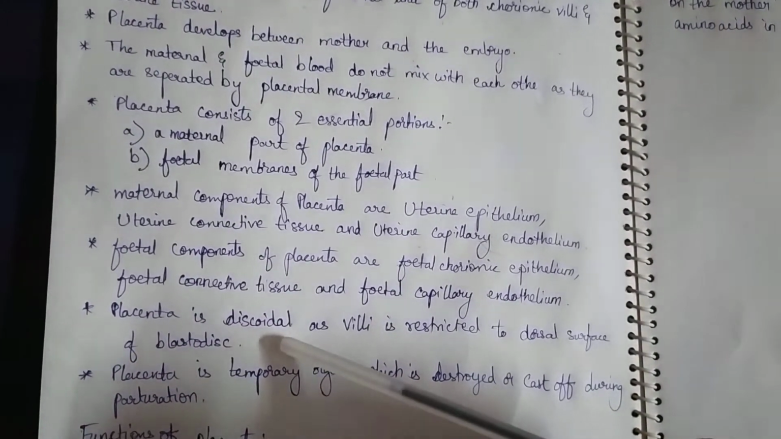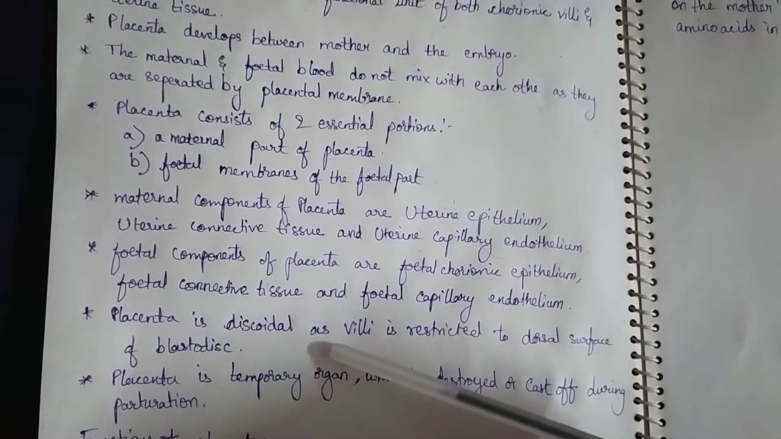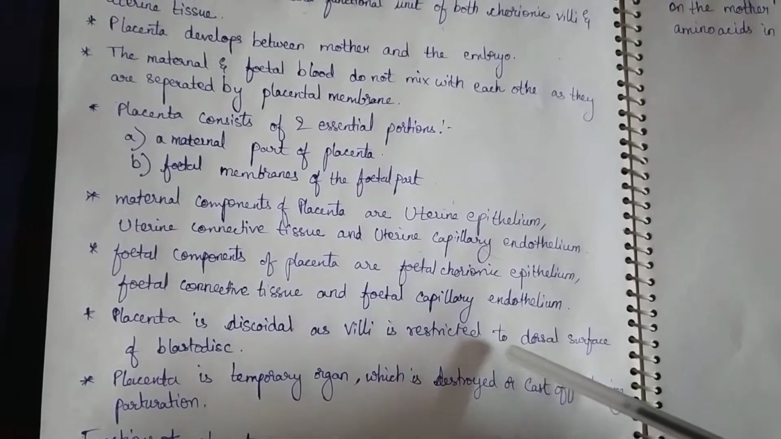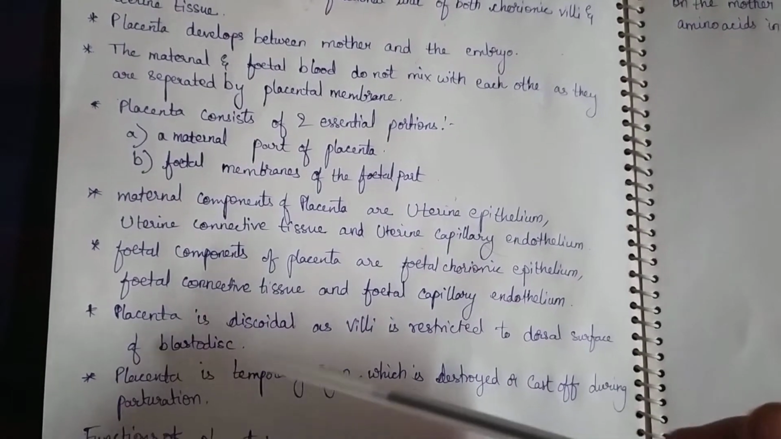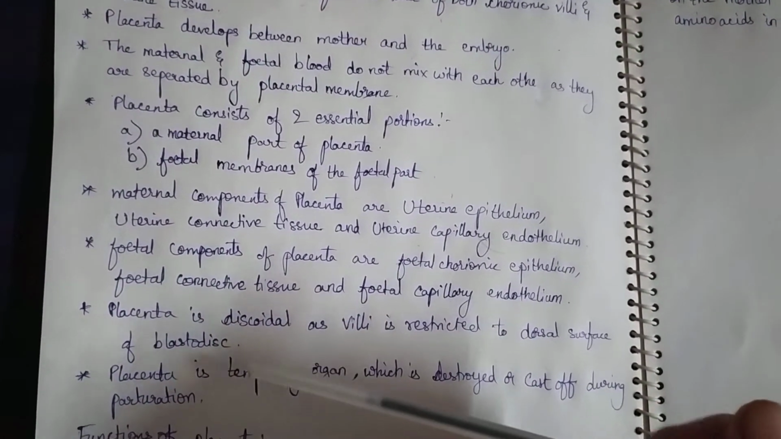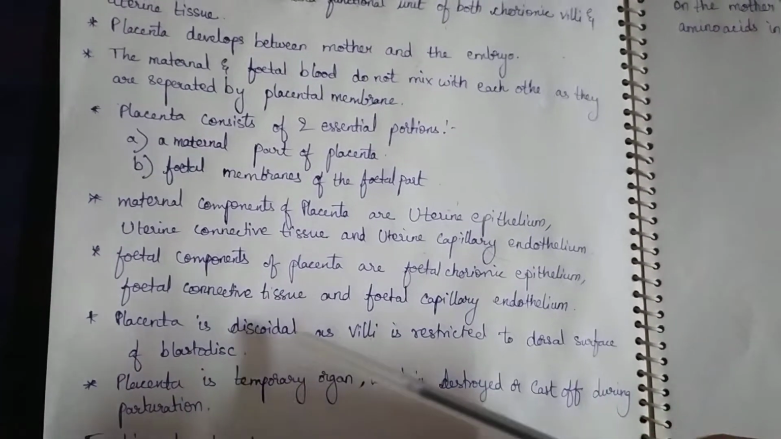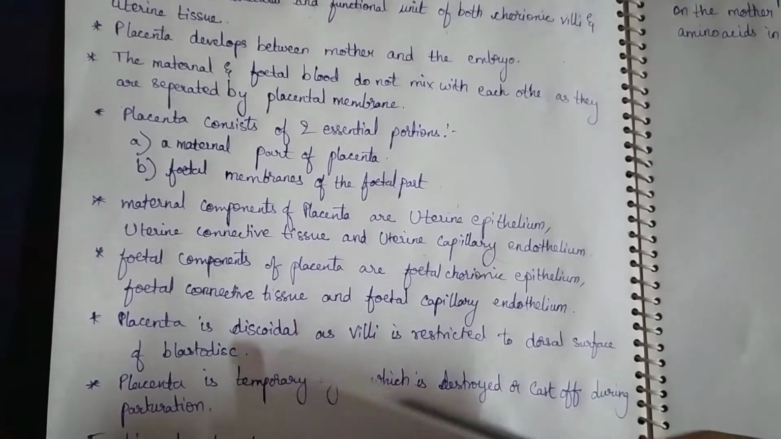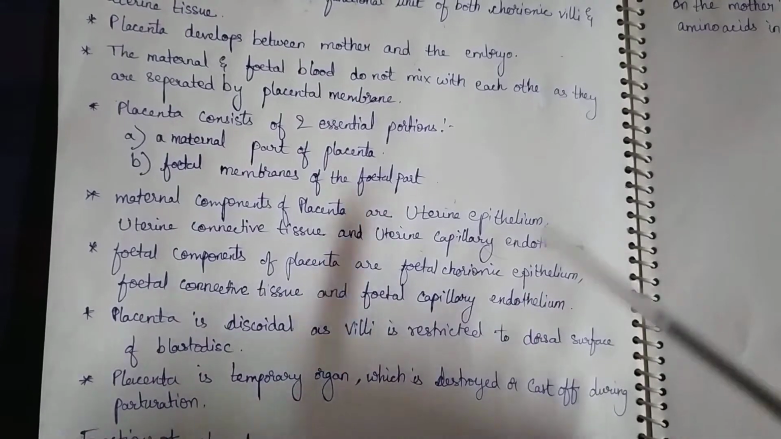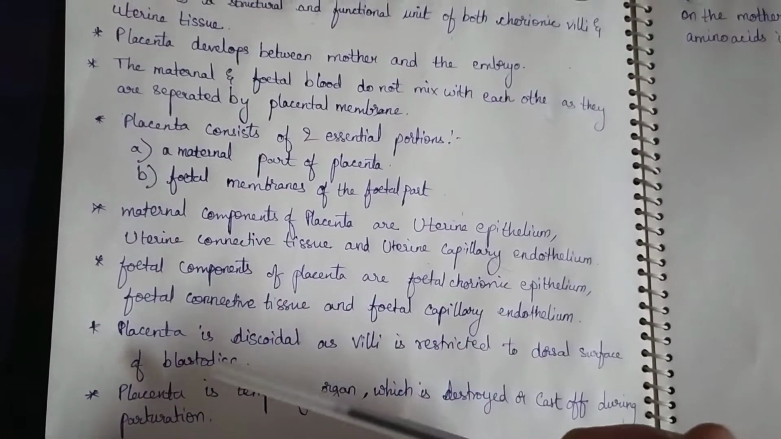Placenta is discoidal as villi is restricted to the dorsal surface of the blastodisc. Why is it discoidal? The villi is restricted only to the dorsal surface of the blastodisc.